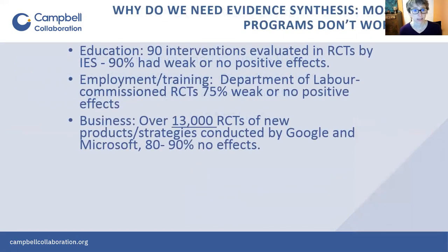In the social sector, almost 80% of programs don't work. So we need evidence synthesis so we can identify those that do work, identify how they work and in which circumstances and for which populations, and also how to make them work better. So evidence synthesis is a way to bring together everything we know on one question.